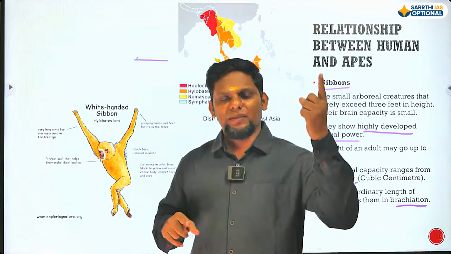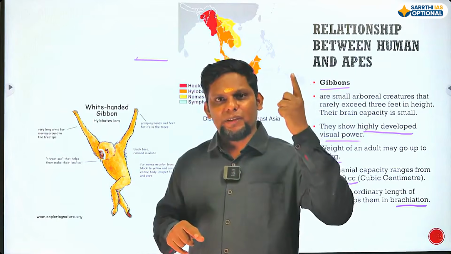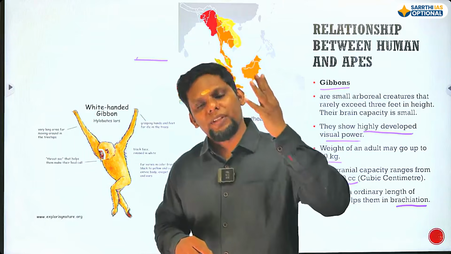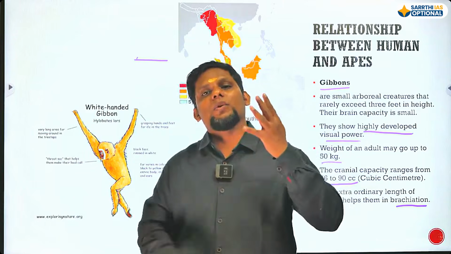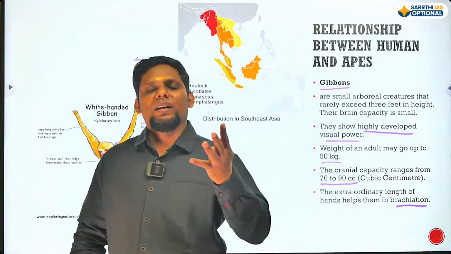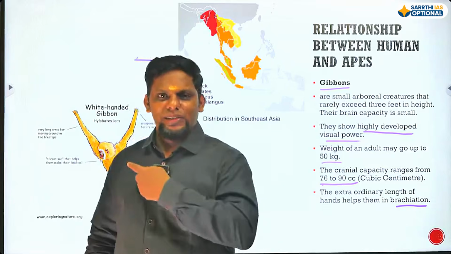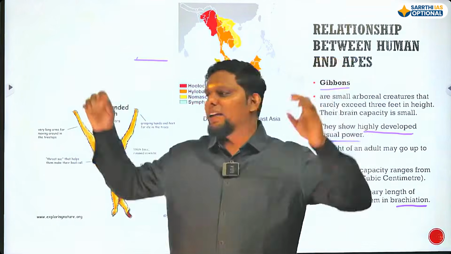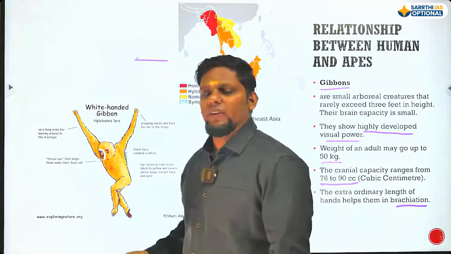So option A, vertical clinging and leaping. Option B, brachiation. Option C, quadruped. Option D is going to be bipedalism. Tell me which one it is, okay? So I will leave that to you. Their arms are extremely long in comparison to the rest of the body.